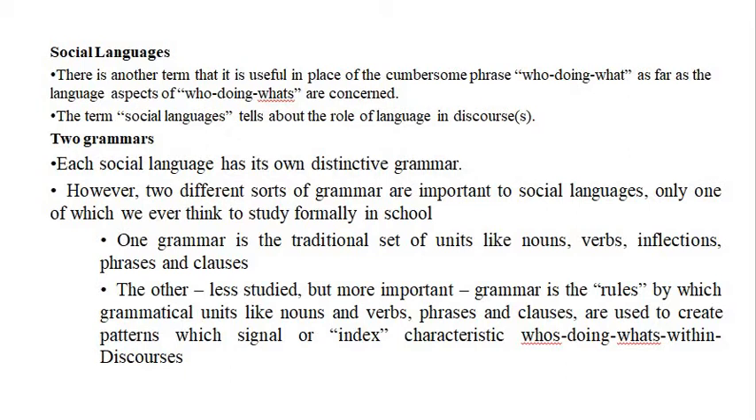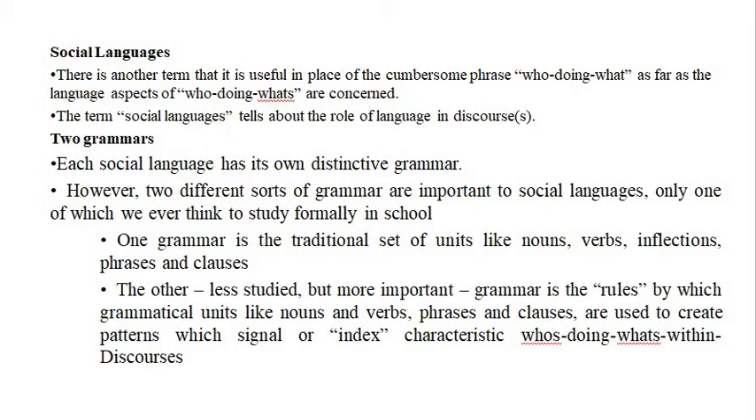Students, each social language has its own distinctive grammar. However, two different sorts of grammars are important to social languages, only one of which we ever think to study formally in school. One grammar is the traditional set of units like nouns, verbs, inflections, phrases, and clauses. These are real enough, though quite inadequately described in traditional school grammars. Let us call this grammar 1.